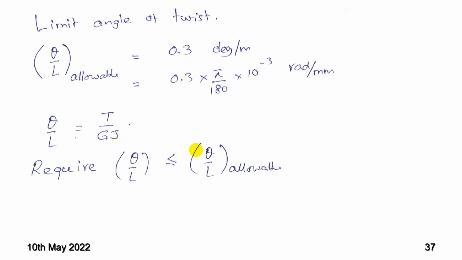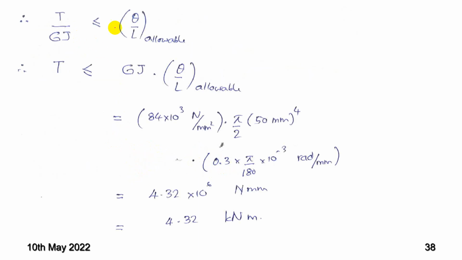The limit angle, theta over L allowable, is 0.3. So that's why I marked theta over L less than or equal to 0.3. Theta over L can be defined as T over GJ, so T over GJ should be less than or equal to 0.3. So T is less than or equal to GJ into 0.3. The 0.3 should be converted to radians. Then you will find this torque should be less than 4.32.